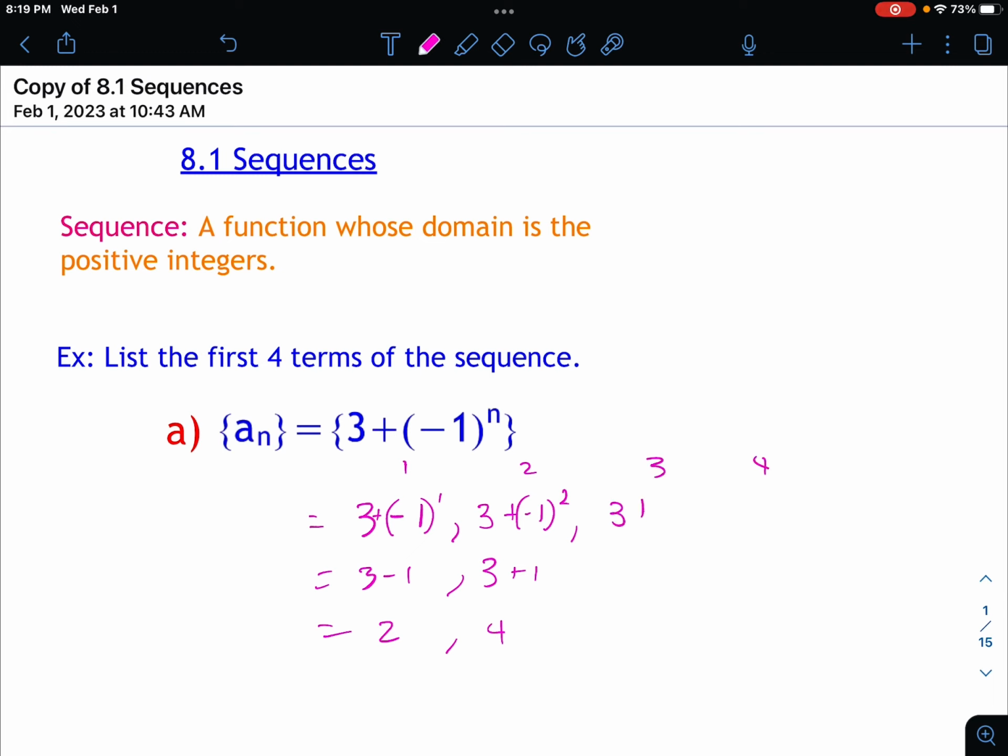Our next term in the sequence, this was 1, this is 2, this is 3, and this is 4. We're going to have 3 plus negative 1 cubed. Negative 1 cubed is going to leave us with negative 1, so we end up with 2 once again. And then we go on to the next part. We're gonna have 3 plus negative 1 to the power of 4. Since it's even, we're gonna be left with 3 plus 1, which leaves us with 4. So in the sequence, we go between 2 to 4 to 2 to 4.